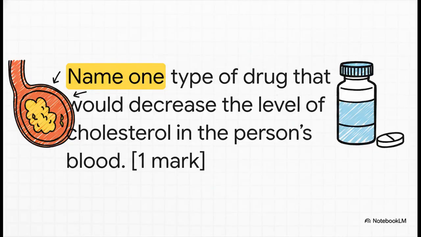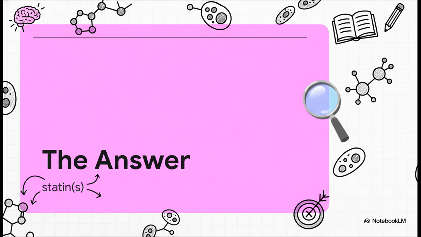Okay, 1.4 is another straight-up knowledge recall question. The person's got high cholesterol. It's asking you to name the drug that helps with this. Again, they're just looking for one specific name. And yep, the answer is just statin, or statins. They'd also accept a specific brand name if you happen to know one, but honestly, just knowing statins is enough to bank that mark. Easy peasy.